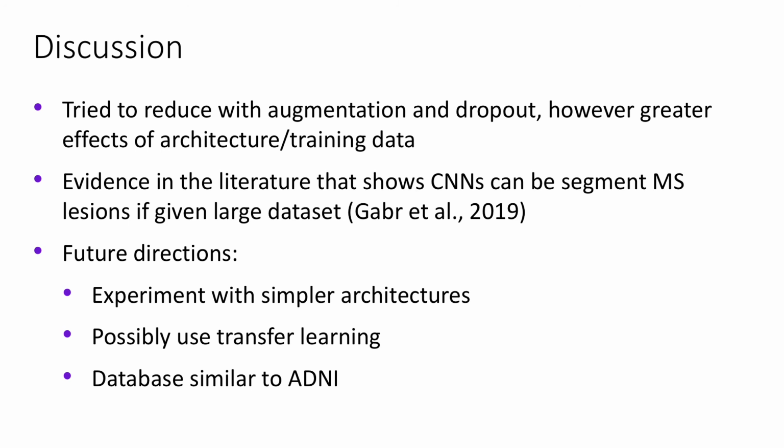However, this is nothing to be disheartened by. There is evidence in the literature that shows that CNNs are effective in segmenting MS lesions, especially if given a large data set, such as the study by Gabor et al., which looked at 1,000 MRI imaging data sets. In terms of future directions, it would be worthwhile experimenting with simpler architectures similar to the ones by Birnbaum and Gabor et al. Furthermore, it is possible to use transfer learning to overcome the limited training data.